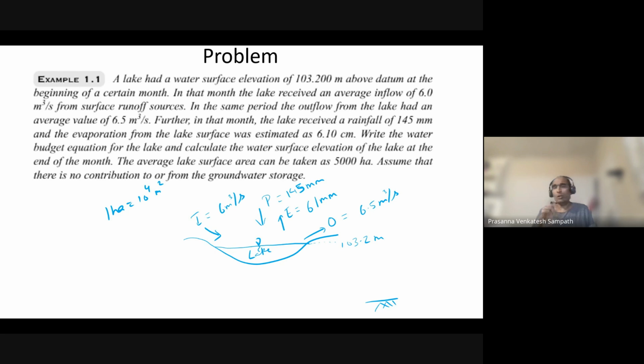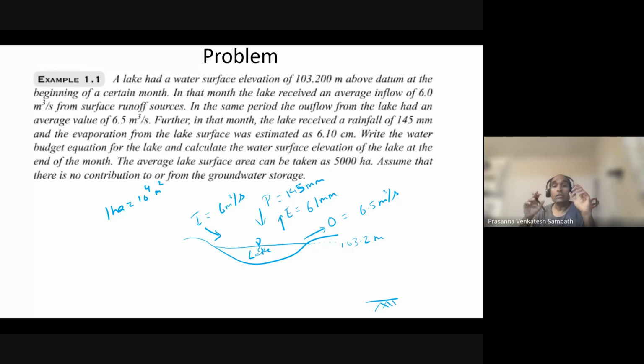So now this is a very typical kind of problem, and the last sentence is: assume that there is no contribution to or from water storage. Okay, so therefore we have accounted for all the sources and sinks. A source is something that brings water to the lake. A sink is something that takes water away from the lake.